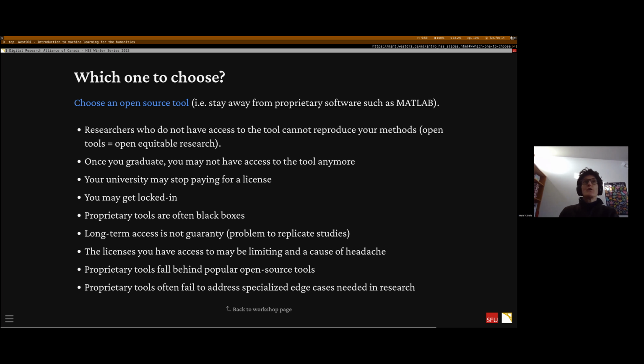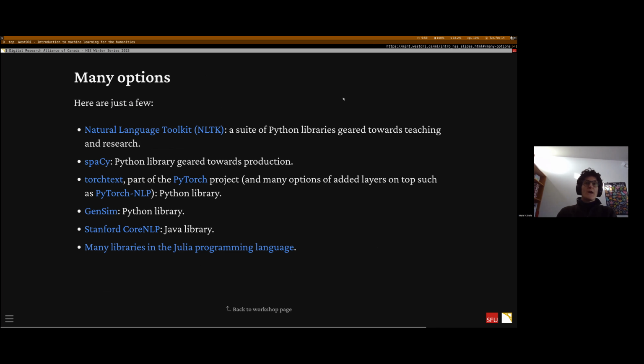So choose whichever tool fits best your community, your supervisor, your colleagues, the literature, and the type of task you want to perform. But open source tools, I think, is the way to go.